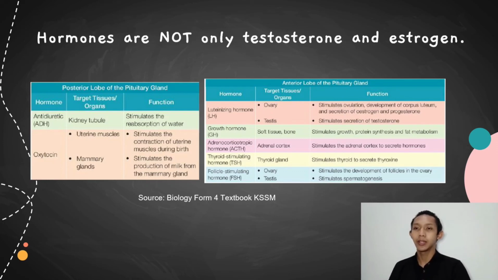And the anterior lobe secretes luteinizing hormone that stimulates secretion of estrogen, progesterone, and testosterone. Growth hormone, which stimulates growth, protein, and fat metabolism. Adrenocorticotropic hormone, which stimulates the adrenal cortex to secrete other hormones. Thyroid stimulating hormone, which stimulates the thyroid to secrete thyroxine. And follicle stimulating hormone, which stimulates spermatogenesis and development of follicles in the ovary.